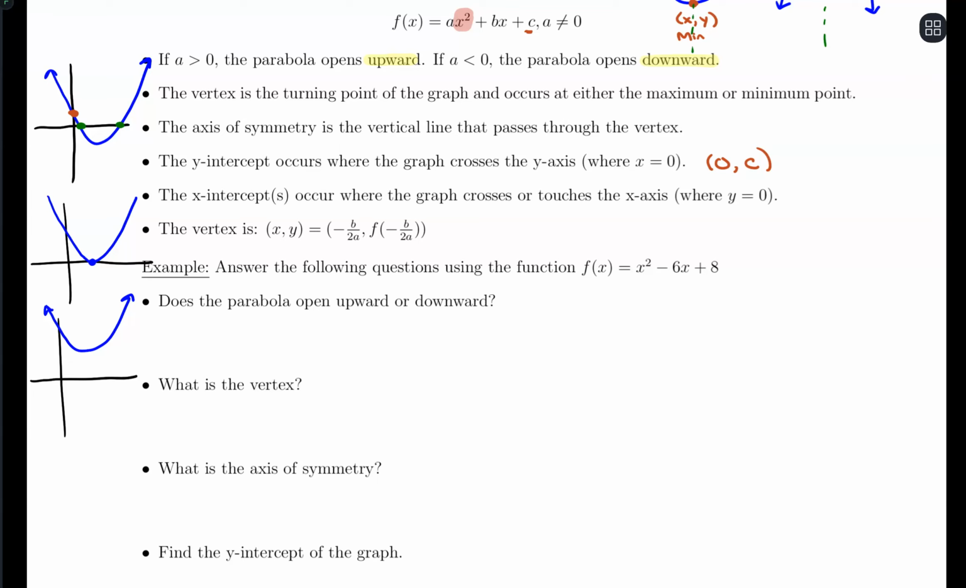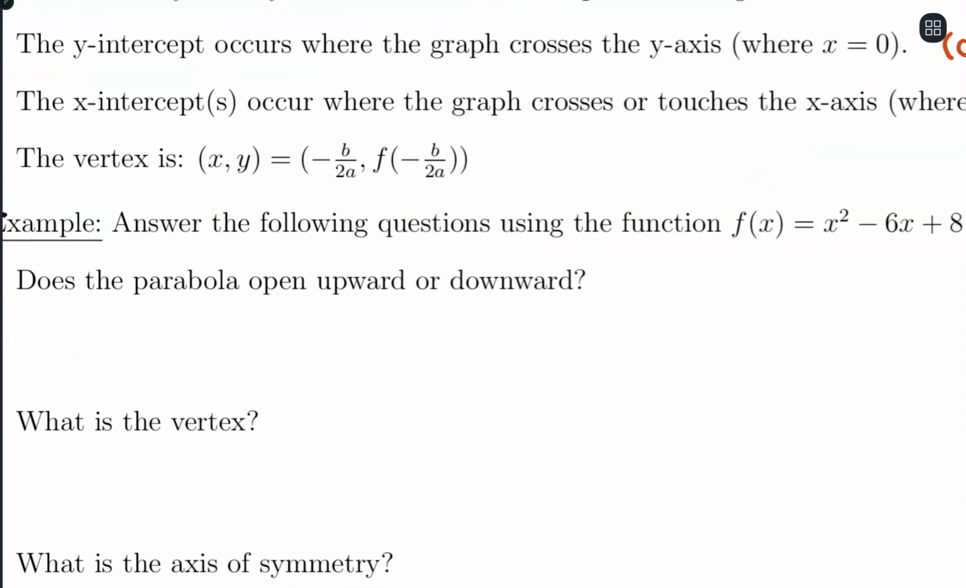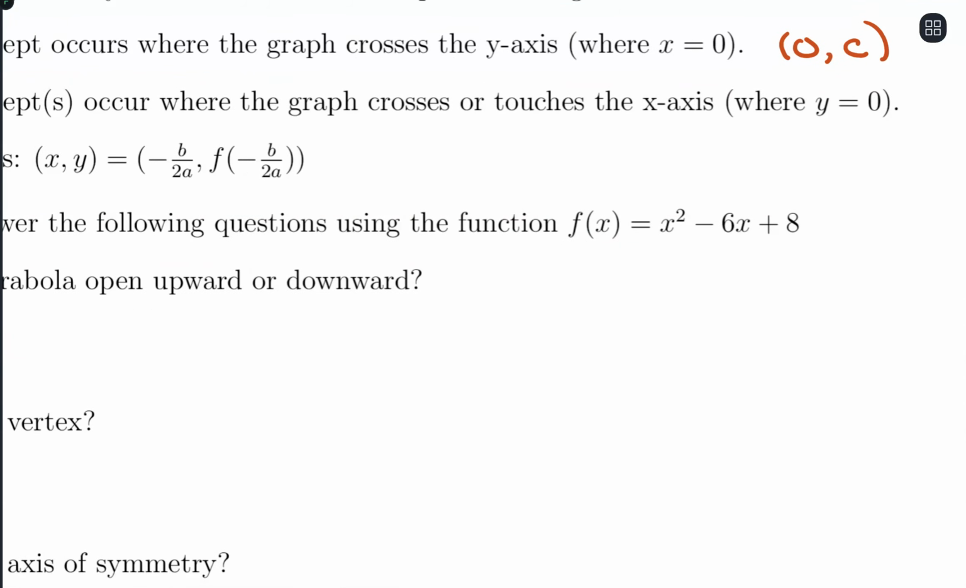Okay, so answer the following questions using the function f of x equals x squared minus 6x plus 8. I started translating to a, b, and c in my head before we did it. So with this one, a is positive 1, b is negative 6, and c is positive 8.